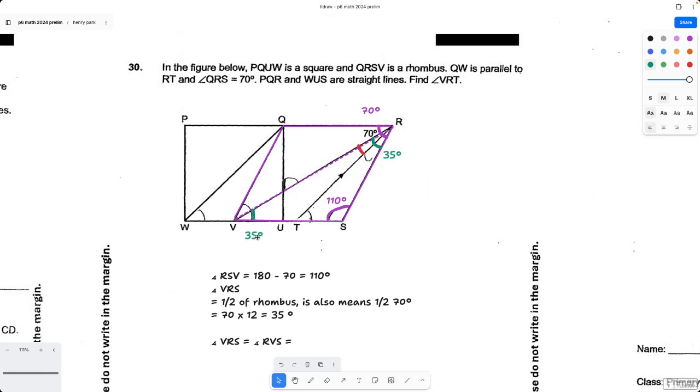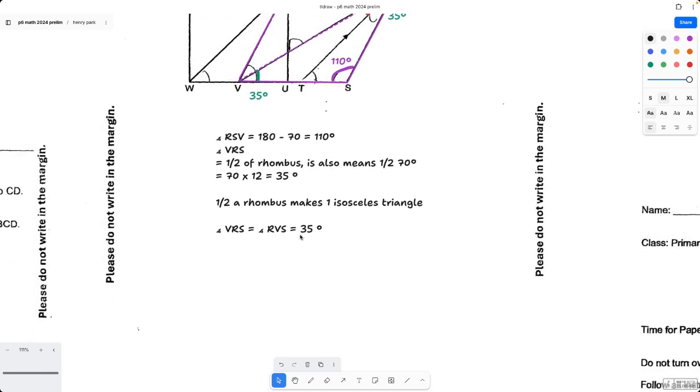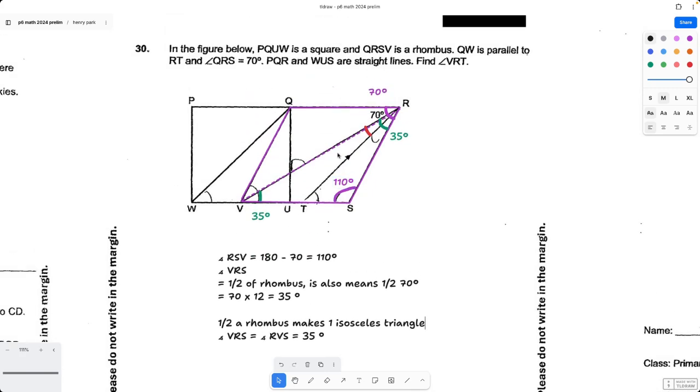So basically half a rhombus makes one isosceles triangle. Now we know that this is 35 degrees. The next thing is, can we get this angle over here? How do we get this angle?